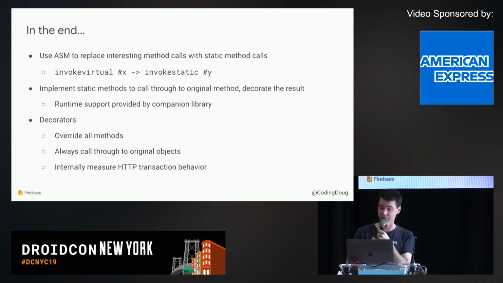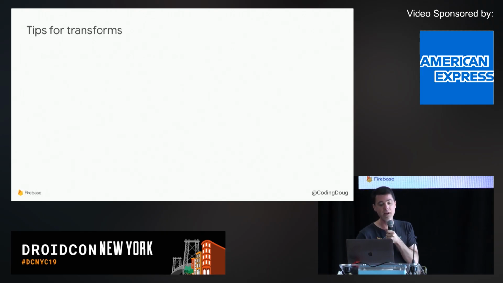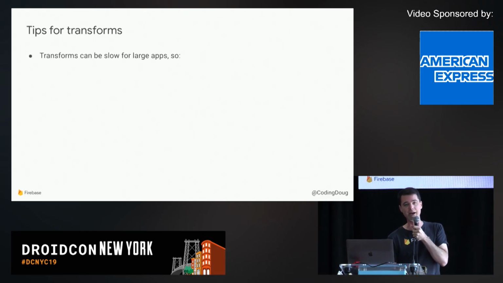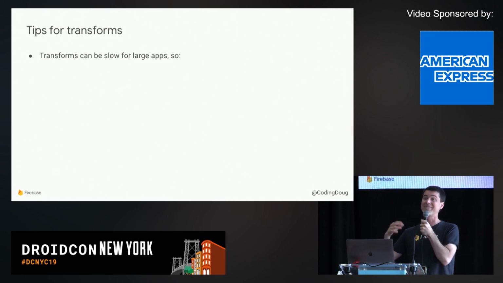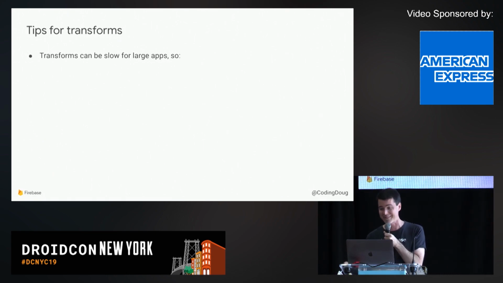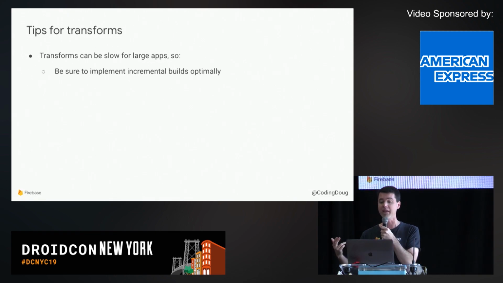So if you're going to write your own transform, I have some tips. Transforms can be slow for large apps. You will process every single class file in an entire app. That's a lot of processing, so be fast about it. Especially, be sure to implement incremental builds optimally. The Transform API gives you a way to do that. It's a lot of extra code, but it's worth it.